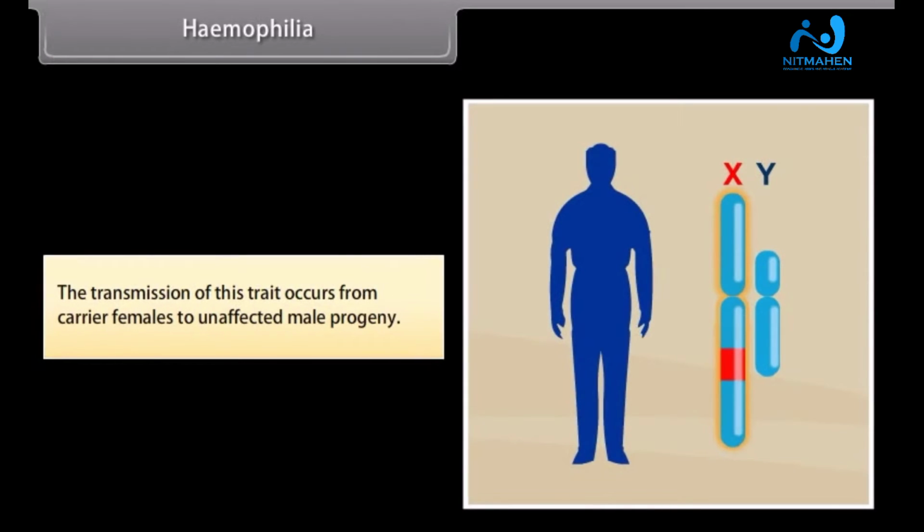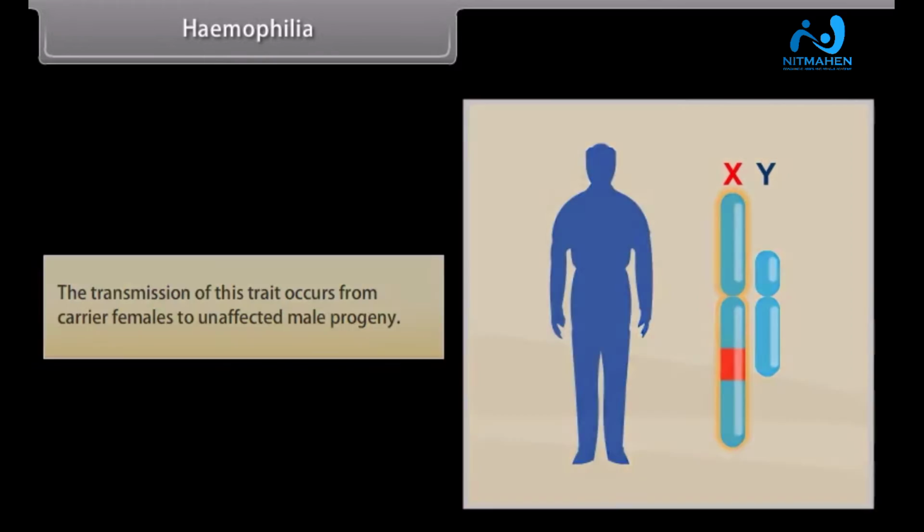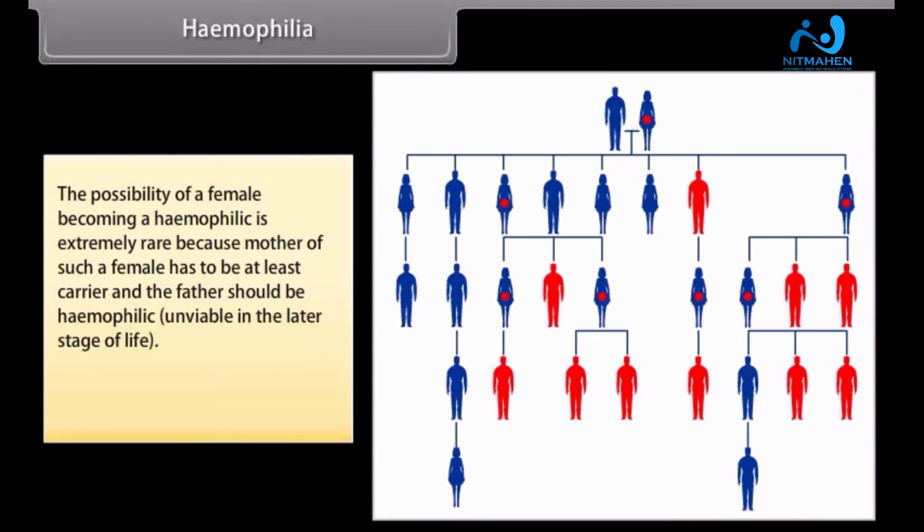The transmission of this trait occurs from carrier females to unaffected male progeny. The possibility of a female becoming hemophilic is extremely rare because the mother of such a female has to be at least a carrier and the father should be hemophilic, which is unviable in the later stage of life. The following chart shows the transmission of hemophilia.